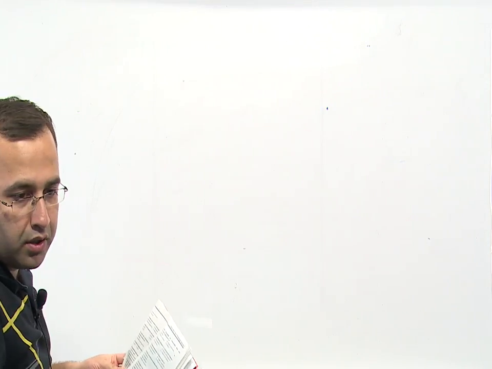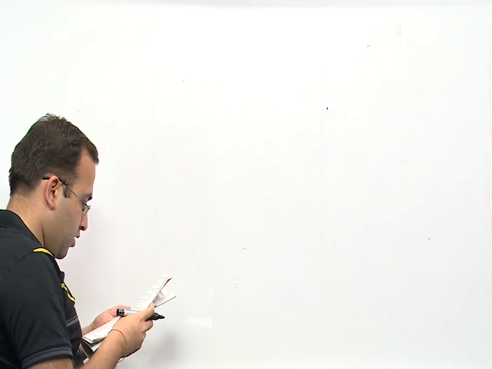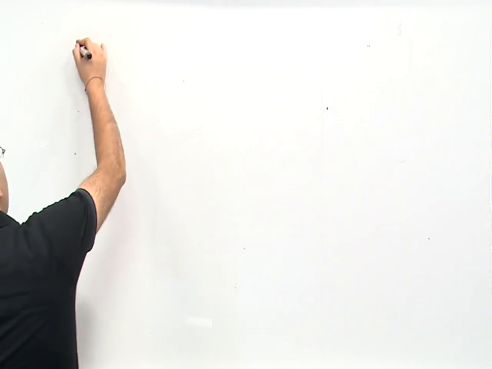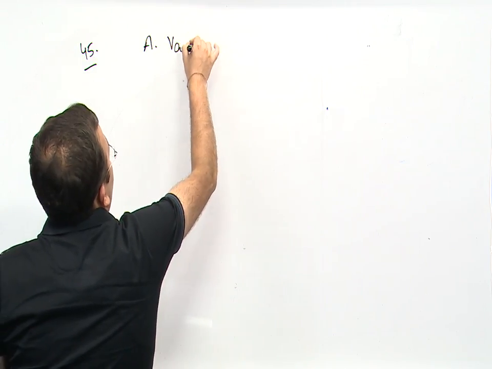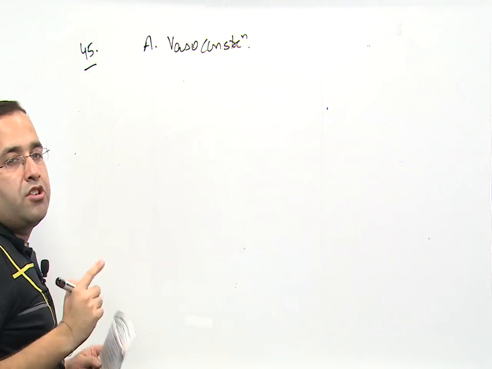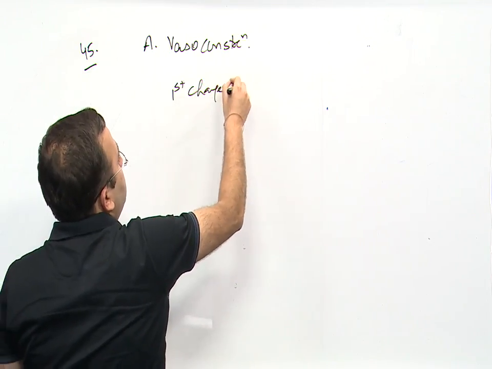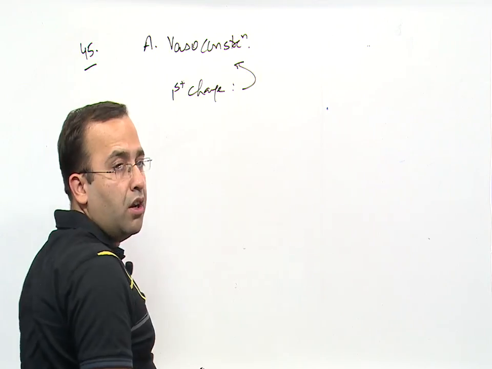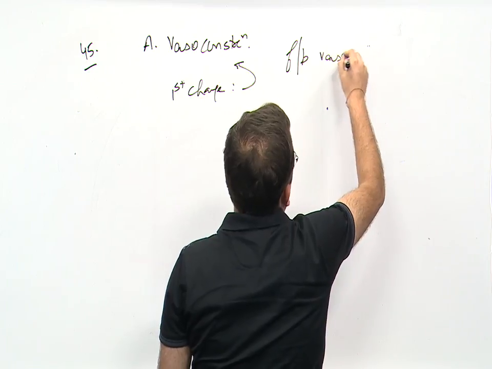Next. This gets us to the next question, that is question 45. First change in vessels in acute inflammation. We have already seen this. The first change in the vessels is vasoconstriction followed by vasodilation.